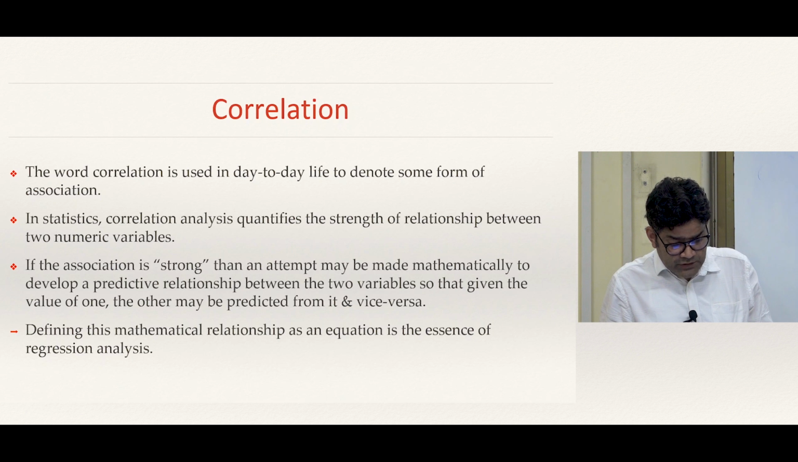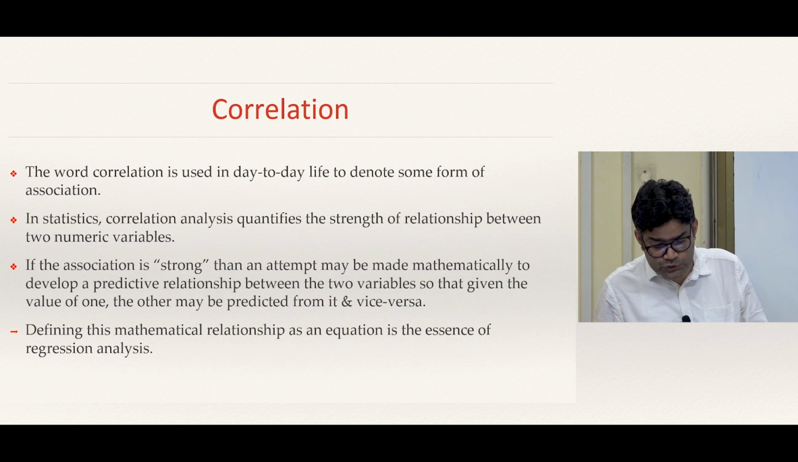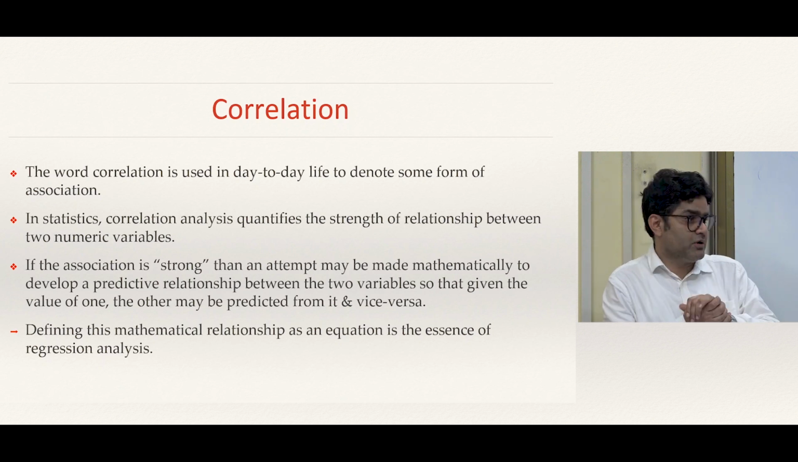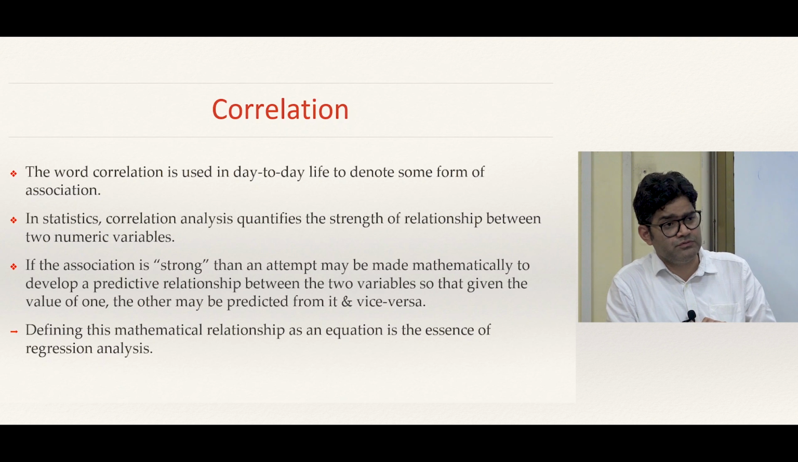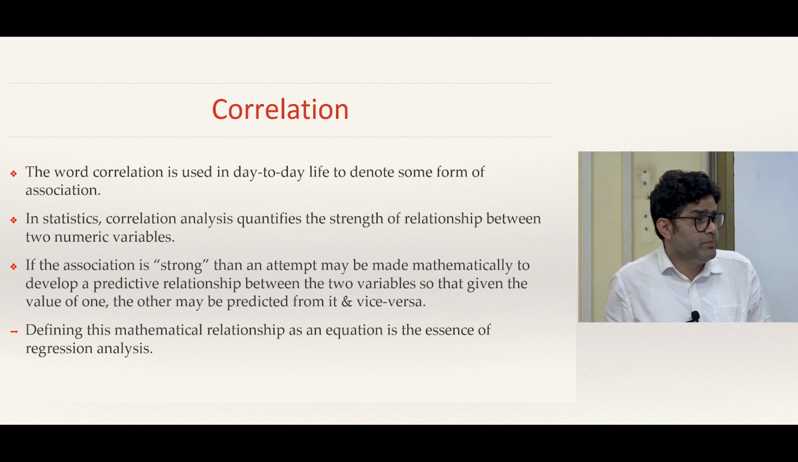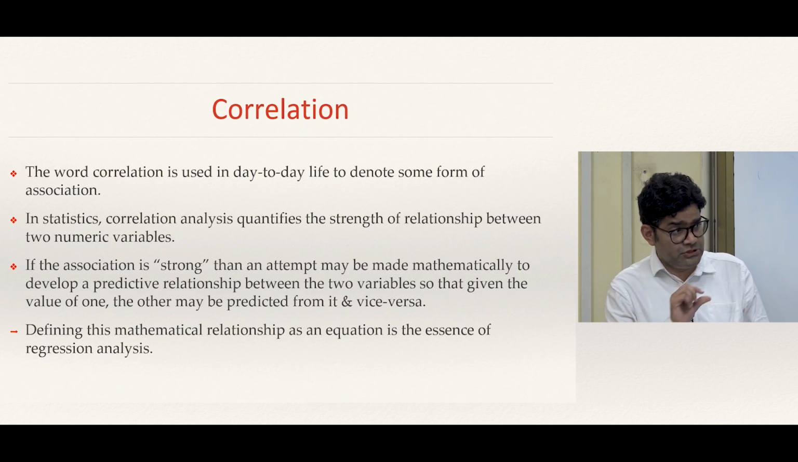If the association is strong, then an attempt may be made mathematically to develop a predictive relationship between two variables, so that given the value of one, the other may be predicted from it. So if the correlation is very strong, with a very high correlation value, you may develop a mathematical model to find out what would be the change in the other variable if we change one variable.